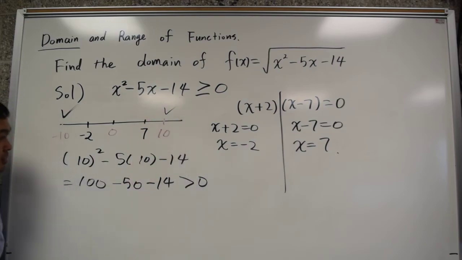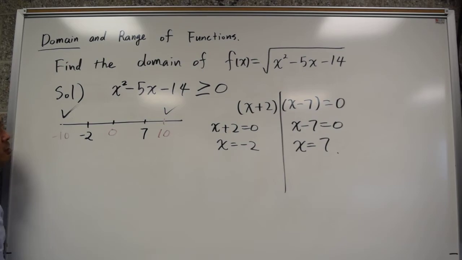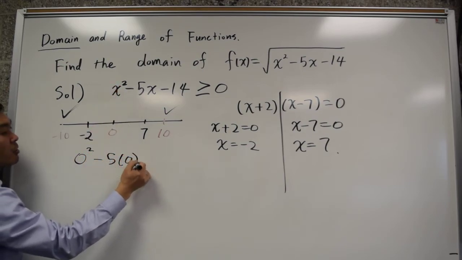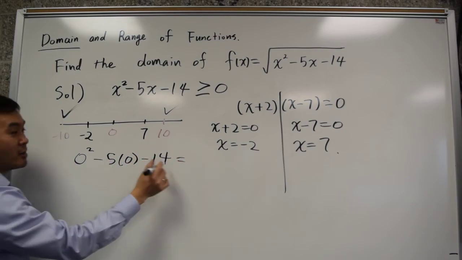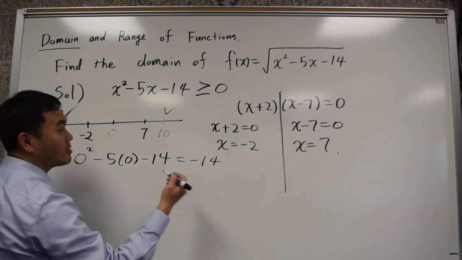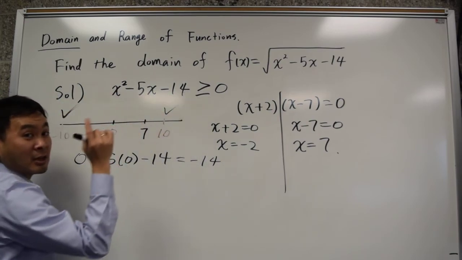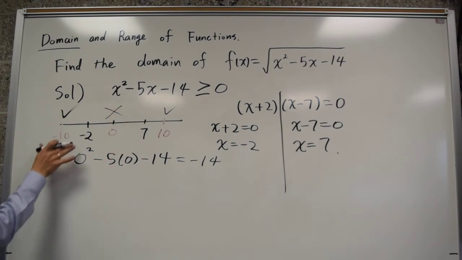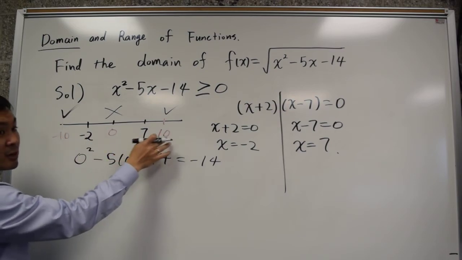Now the only remaining thing is 0. So you plug in 0. 0 squared minus 5 times 0 minus 14. Well, that's 0, so you get negative 14, which is negative. Is that good? No good. We're looking for something that's positive, so that's a no-no. All right, so we figured out that it should be from negative infinity until negative 2, and 7 until infinity.